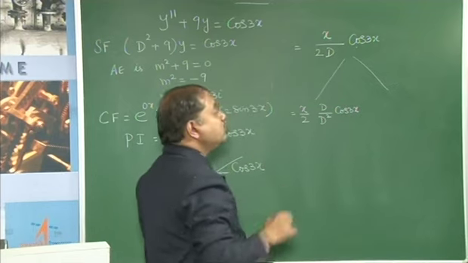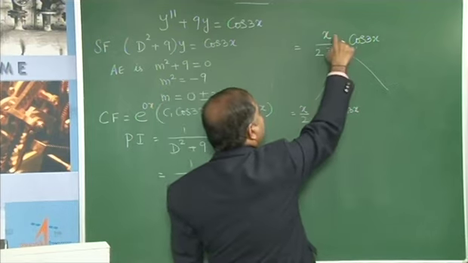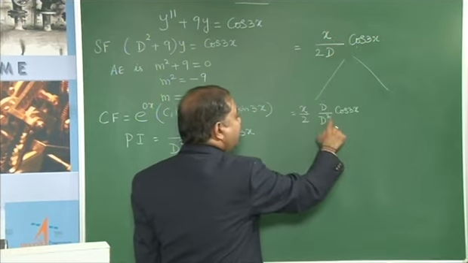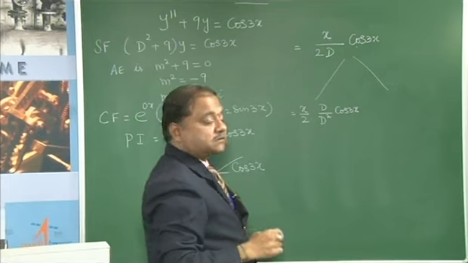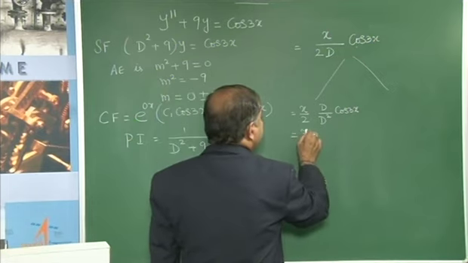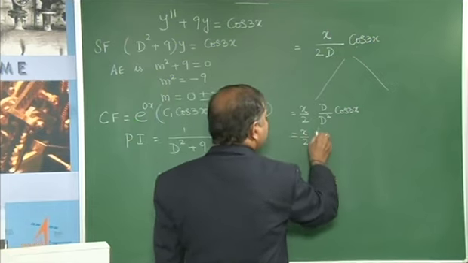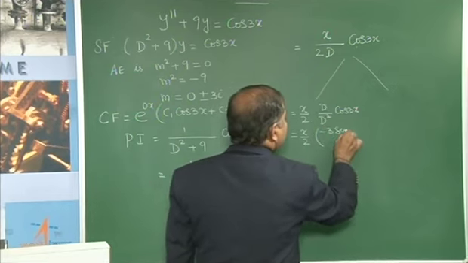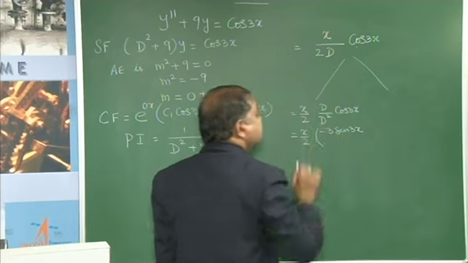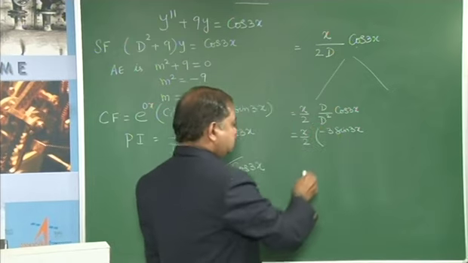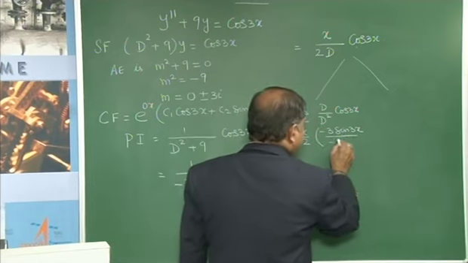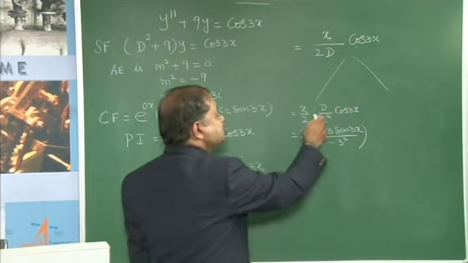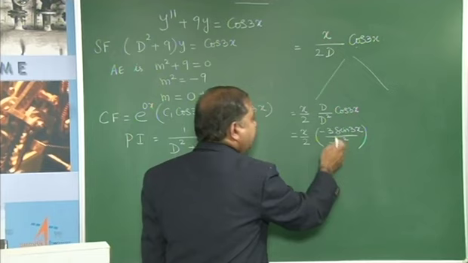x by 2, what I have done is multiply by d in the numerator and d in the denominator. So it will become d by d square cos 3x. Now x by 2, differentiation of cos 3x is minus 3 sin 3x, divided by minus 3 squared, d squared by minus b squared again.